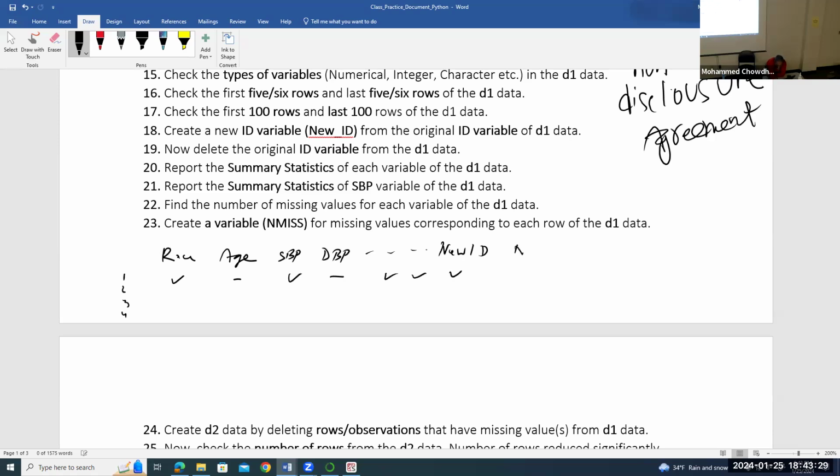So I want to find an n miss variable in here. I want to find that there are 2 missing, because this is missing, this is missing. I want to create a column like this. Okay. So for example, line number 4, no missing at all, so there should be 0. So I want to create a column n miss that will represent the number of missing values corresponding to each row. Okay.